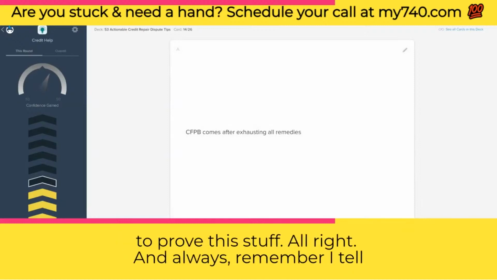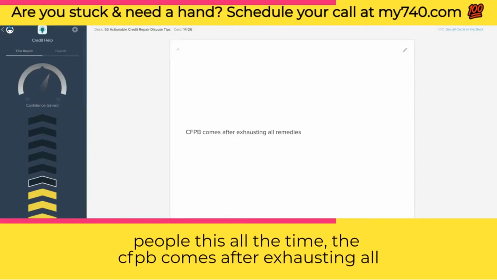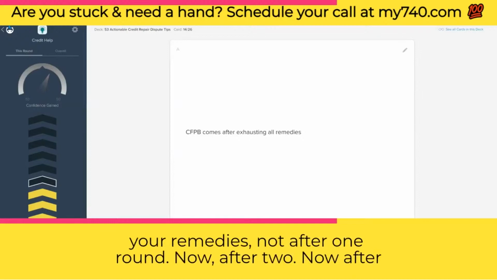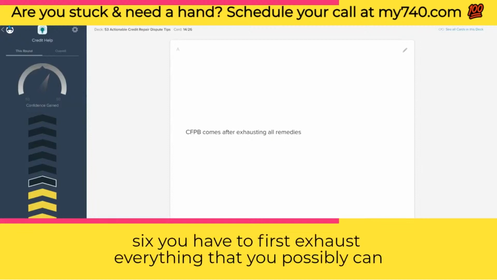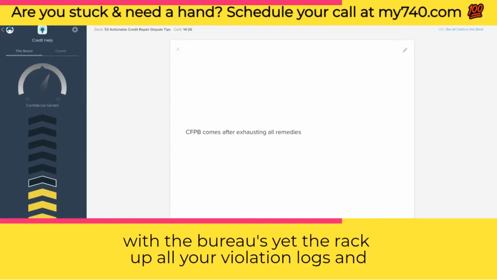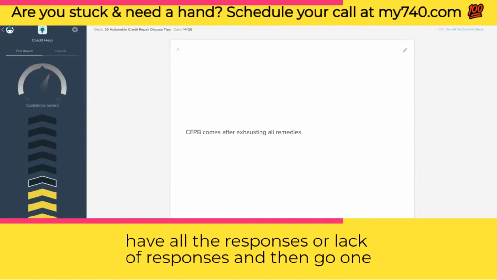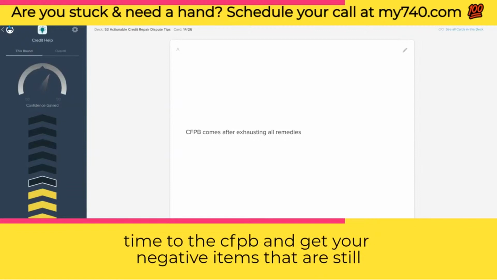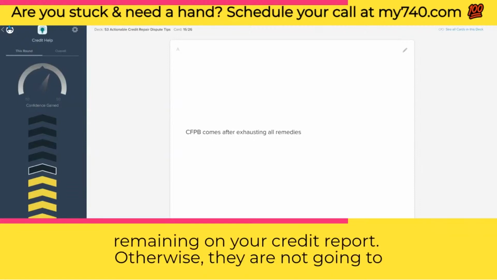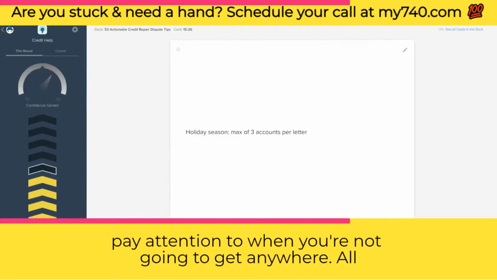And always remember, I tell people this all the time, the CFPB comes after exhausting all your remedies, not after one round, not after two, not after six. You have to first exhaust everything that you possibly can with the bureaus. You have to rack up all your violation logs and have all the responses or lack of responses, and then go one time to the CFPB and get your remaining negative items removed. Otherwise, they are not going to pay attention to you, and you're not going to get anywhere.